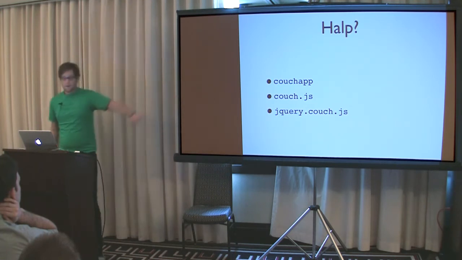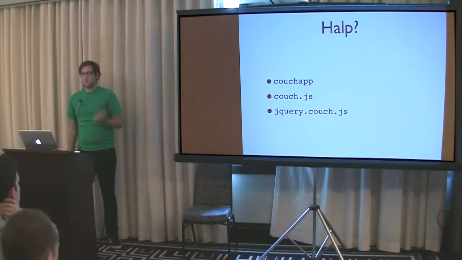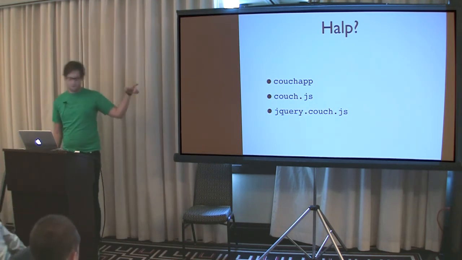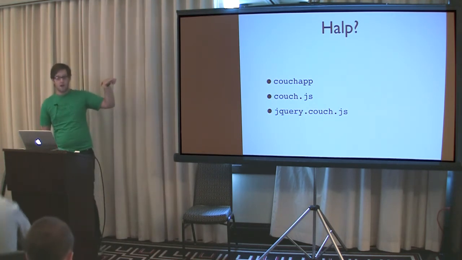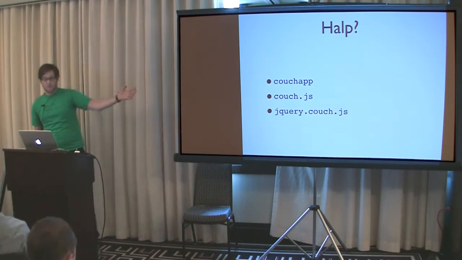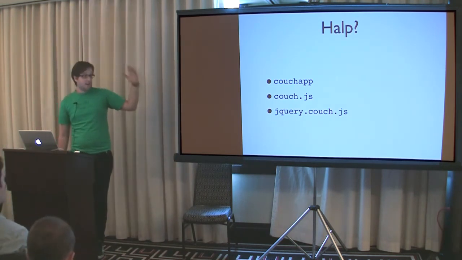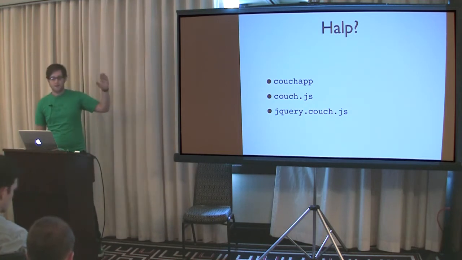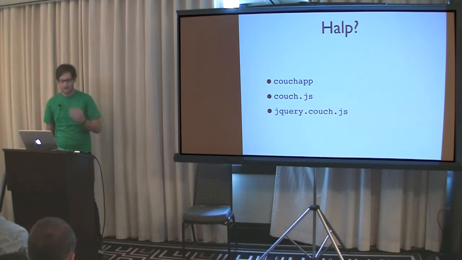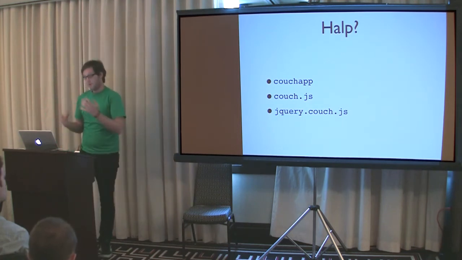The next two things, CouchDB ships with two JavaScript libraries, couch.js and jquery.couch.js. The main difference between them is couch.js is standalone, jquery.couch.js is obviously jQuery dependent, but couch.js is synchronous and jquery.couch.js is asynchronous. Couch.js is simpler. It's a good boilerplate to implement your own library in a different language.